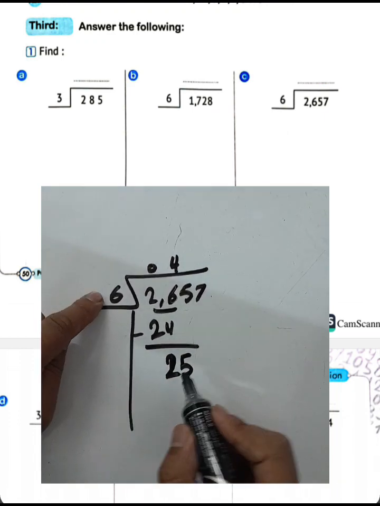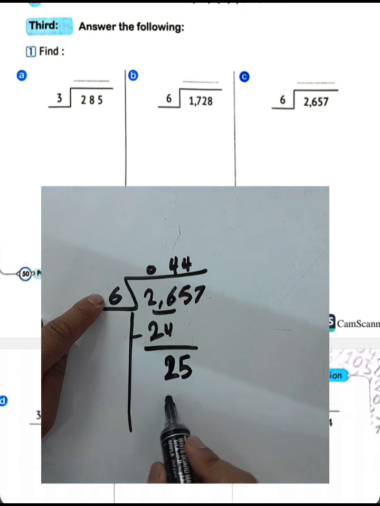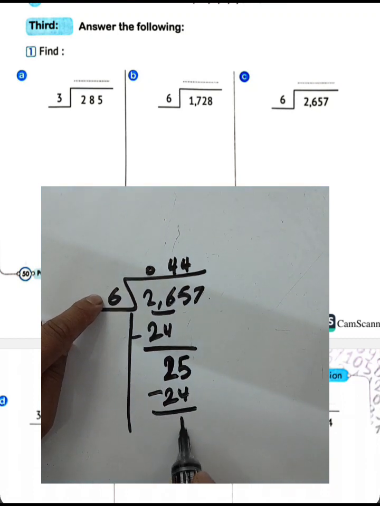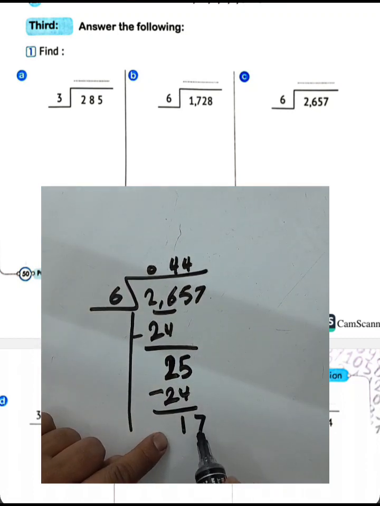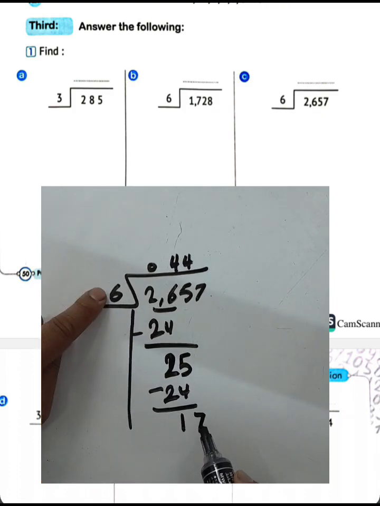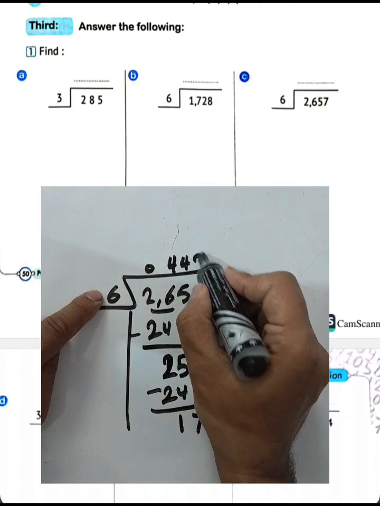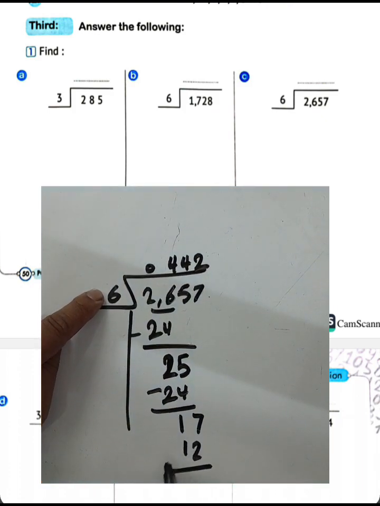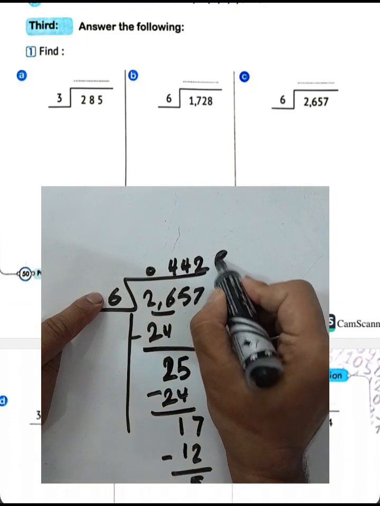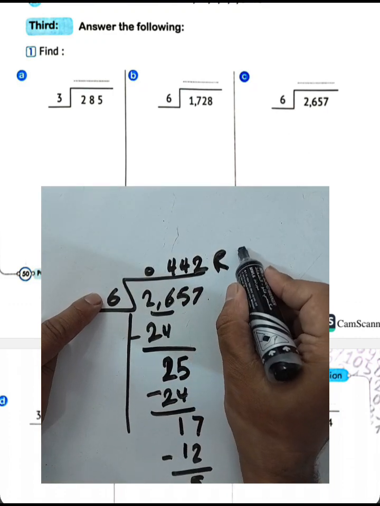25 divided by 6 equals 4. 4 times 6 equals 24, and the difference will be 1. Then drop 7 here. 17 divided by 6 will be 2. 2 times 6 equals 12, and the remainder will be 5. Then the result will be 442 and remainder 5.